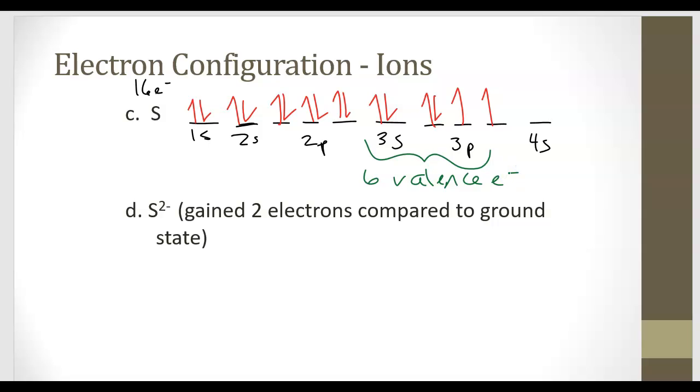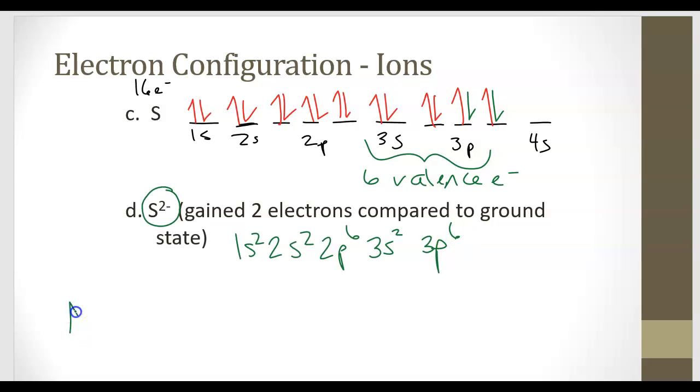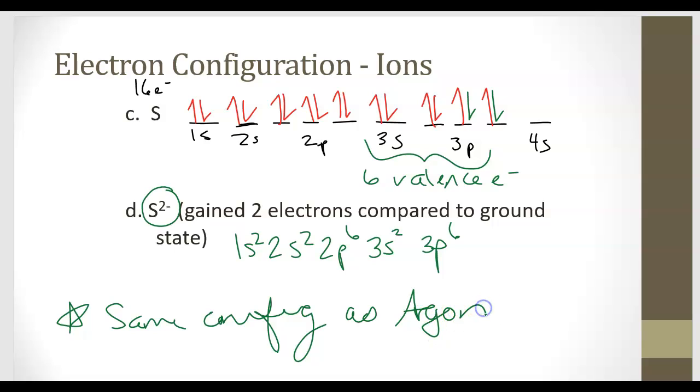Now what we talked about before, it's going to be easier to gain 2 electrons than it would be to lose all 6, and so whenever we form an S2- ion, we will gain these last 2 electrons. Our electron configuration then would be 1s2, 2s2, 2p6, 3s2, and 3p6. Now, what we find is that this will be the same configuration as argon, which is the next closest noble gas. And so it gains those 2 electrons, and it then has the same configuration as argon.